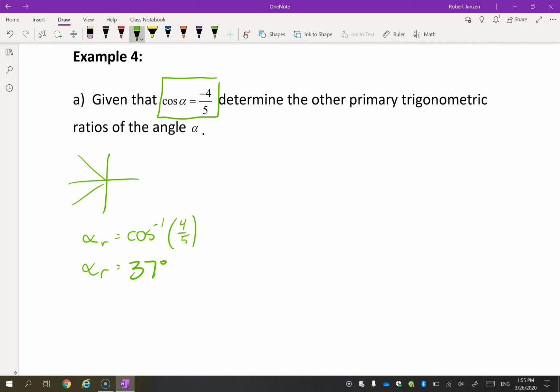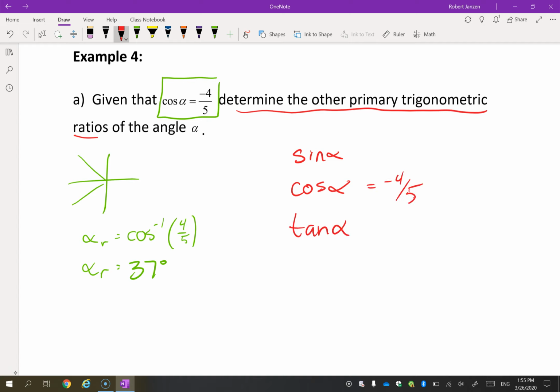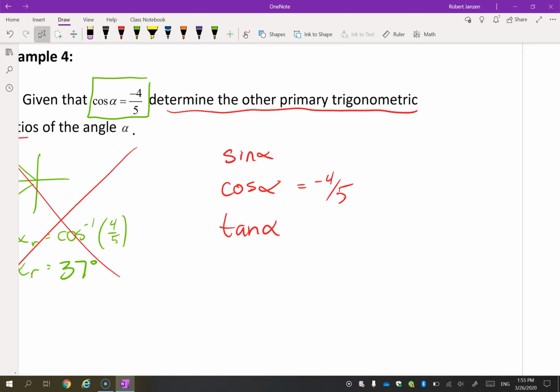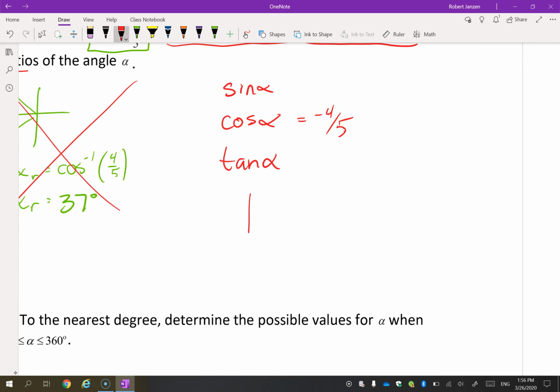Okay, but it didn't ask for that. It says determine the other primary trig ratios. Okay, what are the primary trig ratios? These. And you're given this one. So how do I find the other ones? All right, this is actually a non-calculator question, so you're not going to do this. Instead, you're going to look and say, all right, let's draw what I've got here. Negative 4/5. Cosine could be here, or it could be here.